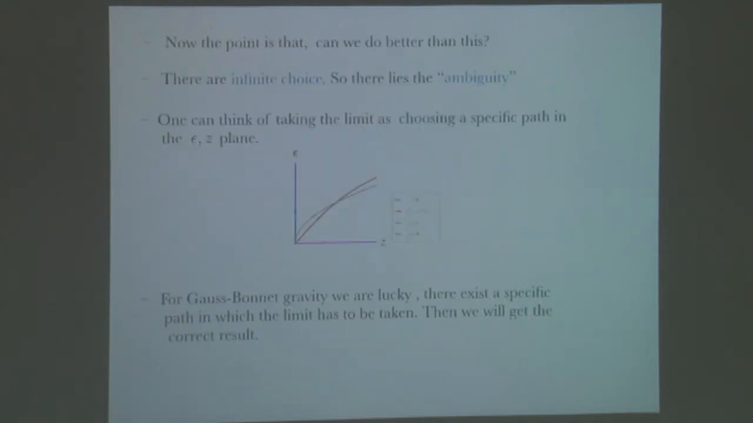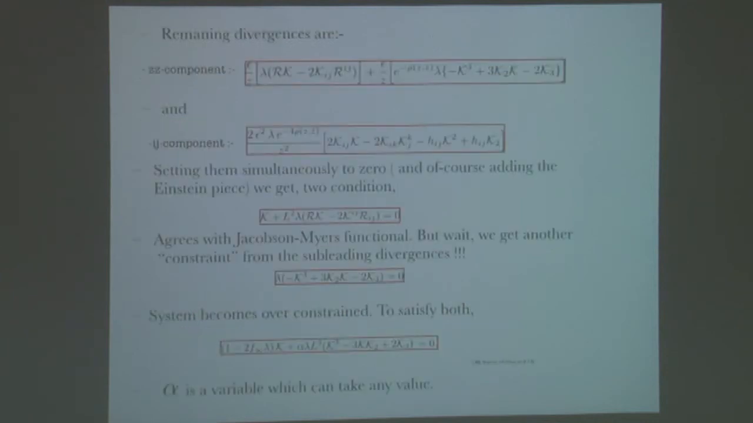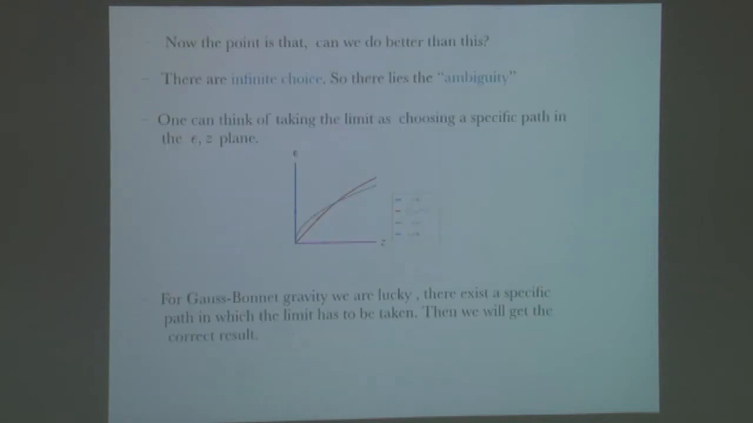One can always think of choosing some different path like the one shown in green, like z equal to epsilon. If we choose that, it will give you this equation, but with alpha equal to 0. So we get just 1 minus 2 f infinity lambda into K. This is actually the condition which will come if we just minimize the Wald entropy part of the area functional, not the full entropy functional.